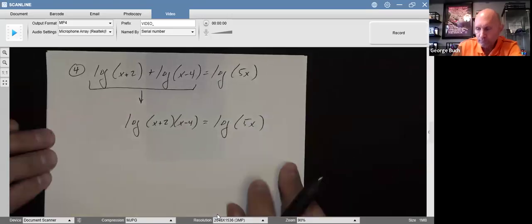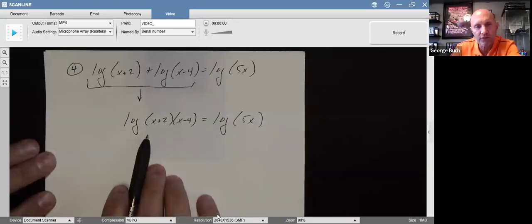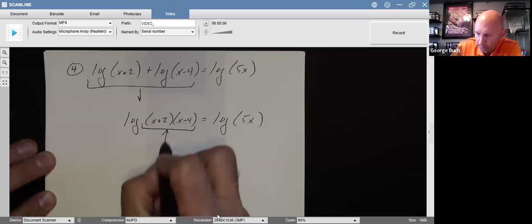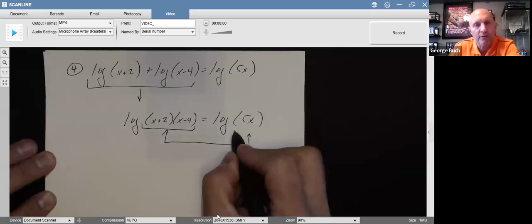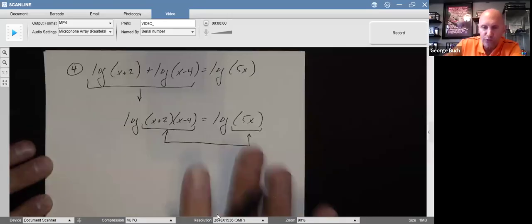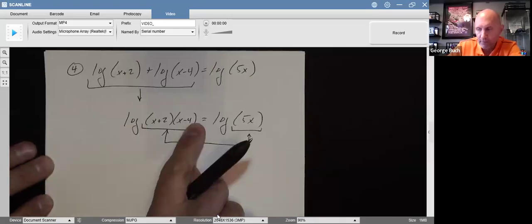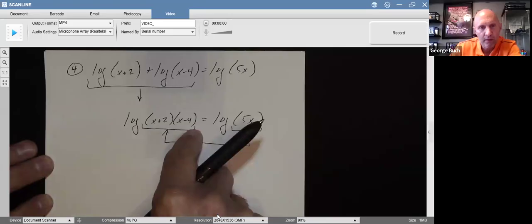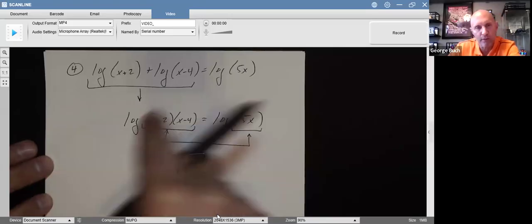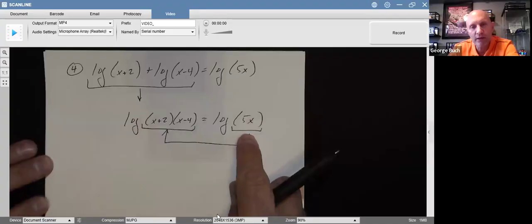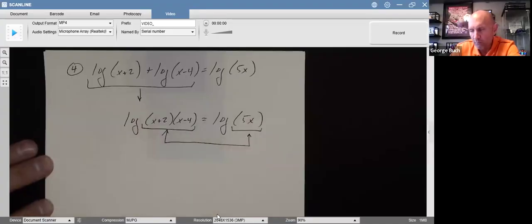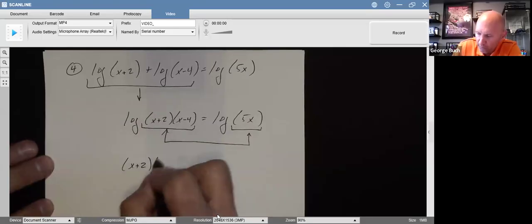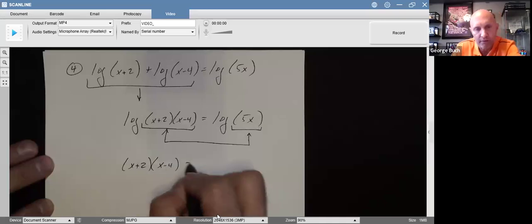So now, if the left side equals the right side, that's only possible if this piece is equal to that piece, right? So I could subtract log of 5x from both sides, and then I could do my law of logs and combine it into one term. And then I could do my basic log property to get rid of the log functions, but I don't need to do any of that. As long as I have a log on both sides, I can just set these pieces equal to each other. X plus 2 times x minus 4 is 5x.